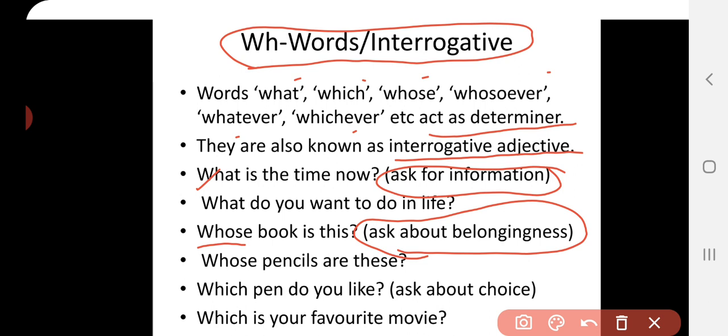So whose is used for belongingness, and which is used for the choice, to ask about the choice. Which pen do you like? There are the pens and you want to know which pen you like. You are asking which is your favorite pen, which is your favorite movie. There are a lot of movies, you are asking somebody their choice, which is their favorite movie, which pencil they like, which color they like, the choice of the person.